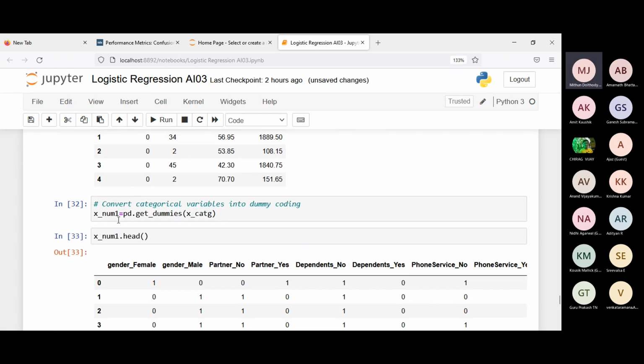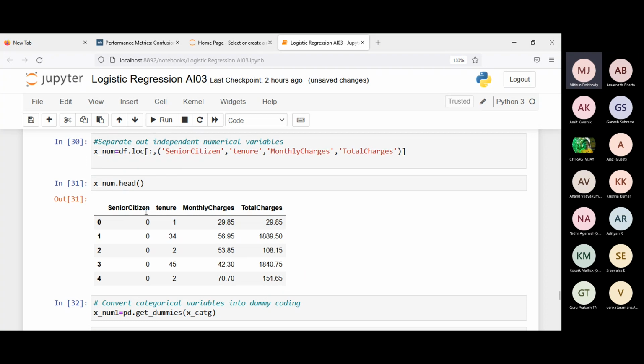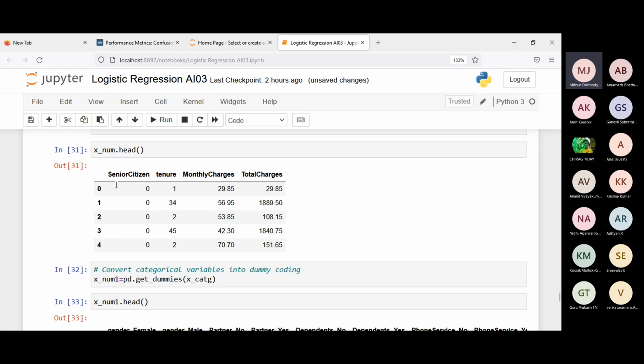Get dummies on the list of categorical variables, put it as x_num1. Okay, and what is x_num? X_num is these 4 original variables: senior citizen, tenure, monthly charges and total charges, which are already numeric. These 4 variables are already numeric, so we don't need to worry about them. Just call them x_num.